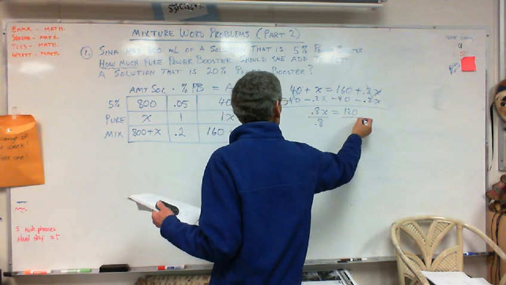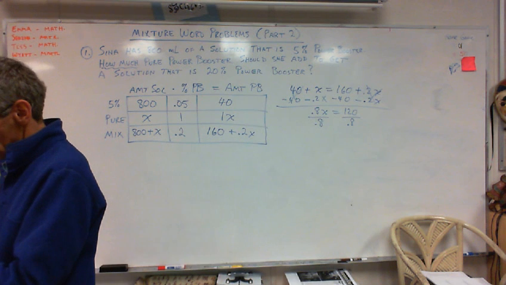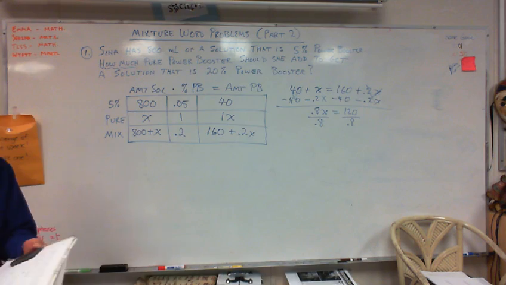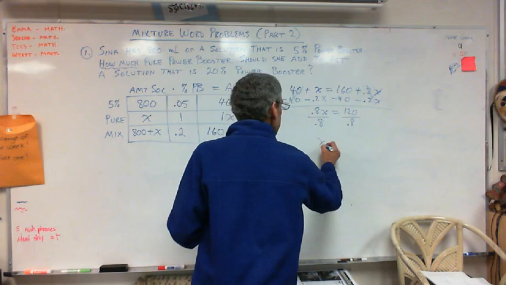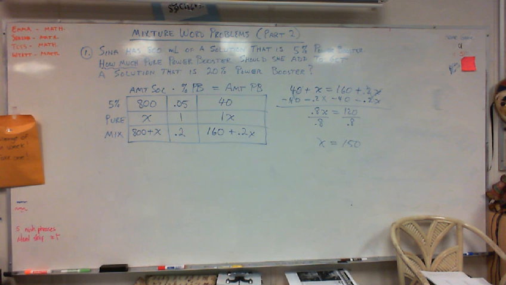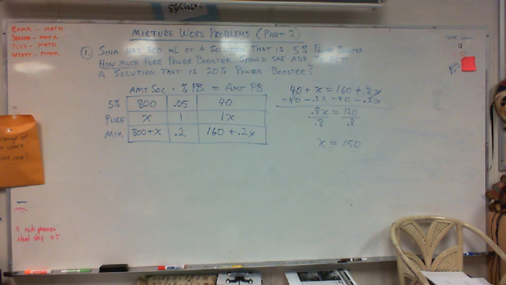Who has, do you have that? Should I do that? 120 divided by 0.8 is equal to 150. So x is equal to 150. So what does that mean? Have you written all this down, John? No, I have. But I just wrote 150. You didn't write this whole thing. Write that whole thing. That's part of the solution, right?